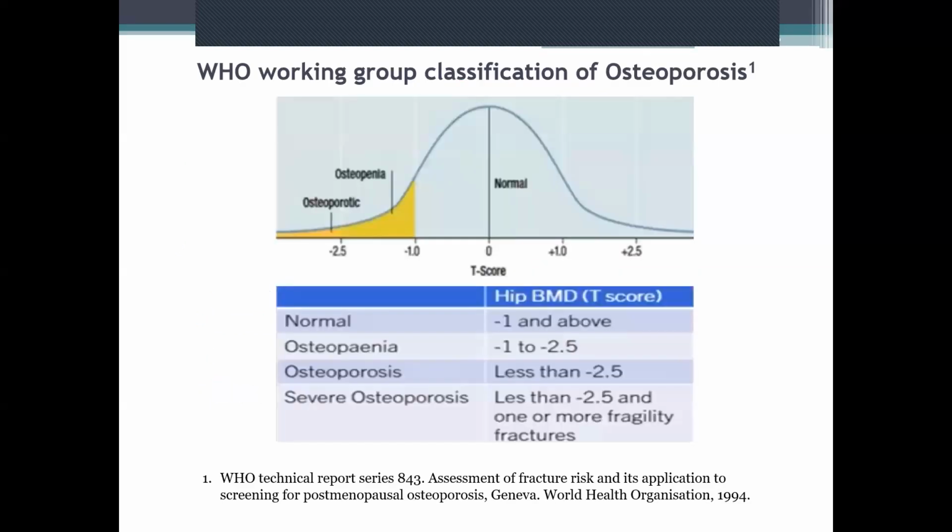So how do you classify osteoporosis? So osteoporosis is when the T-score is less than -2.5 on the bone mineral density. And osteopenia is when it's -1 to -2.5. Severe osteoporosis is when the T-score is less than -2.5 and patient has one or more fragility fractures. So unfortunately, most of the time we see patients at this stage when the osteoporosis is severe and they've already had fracture.